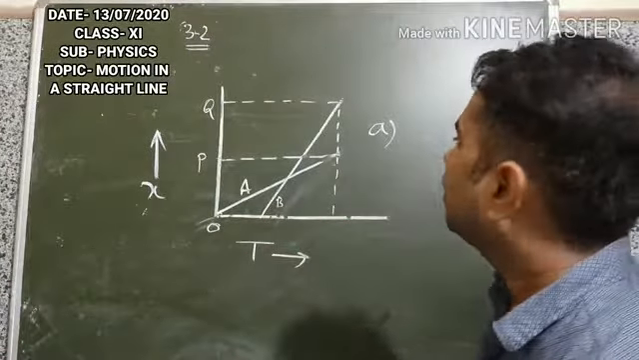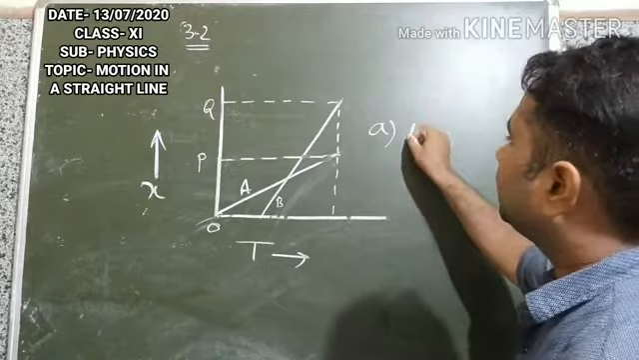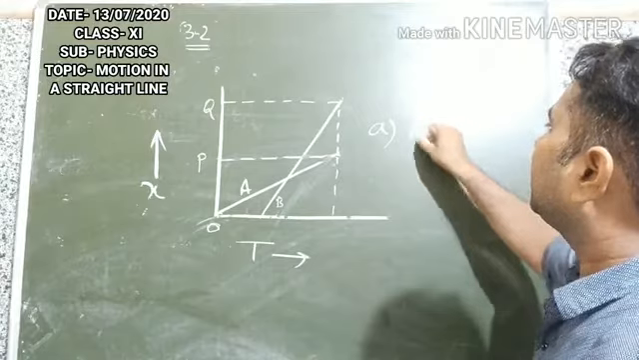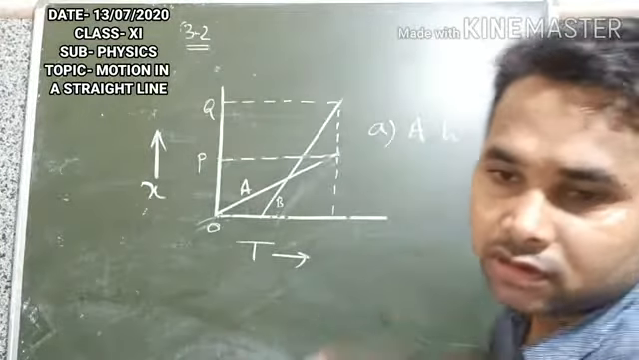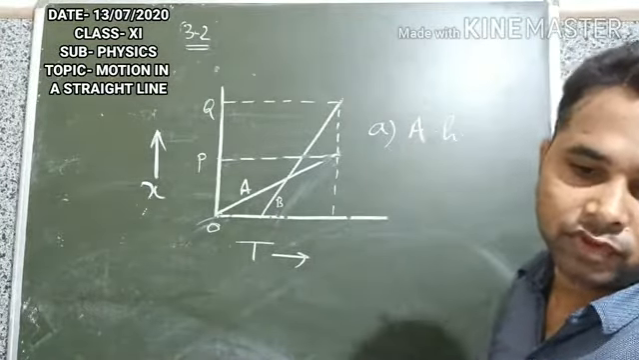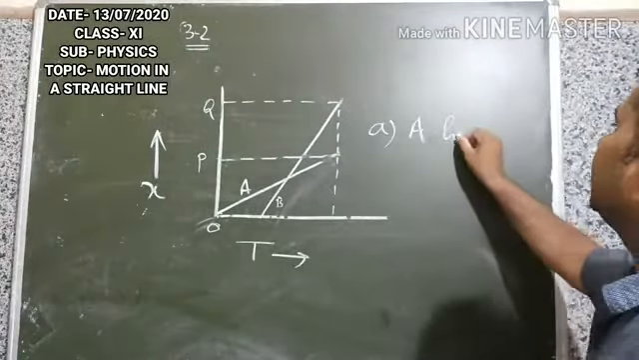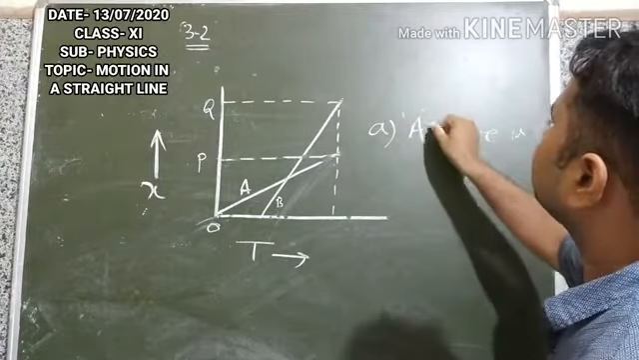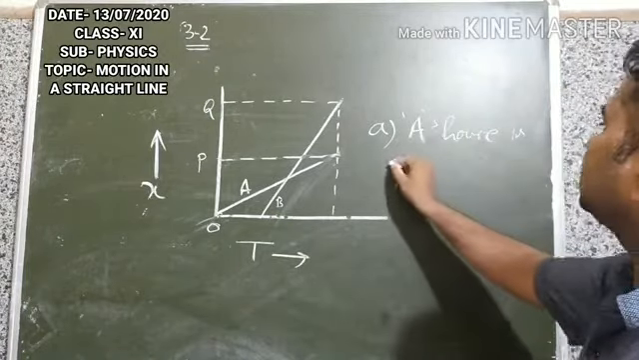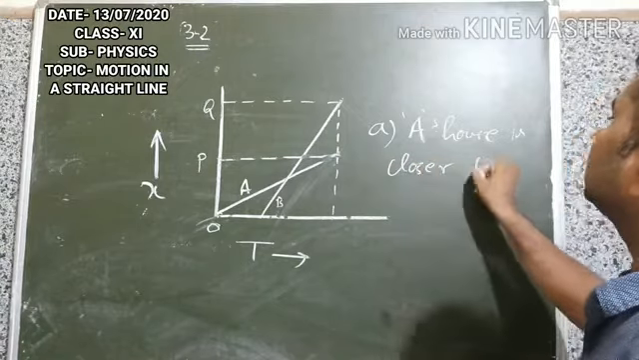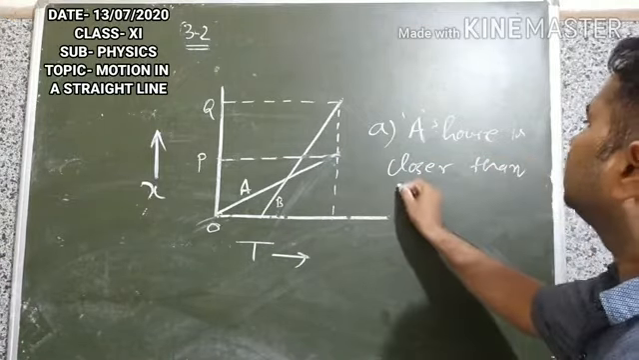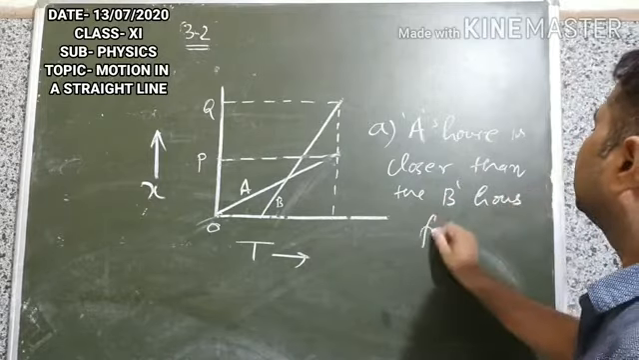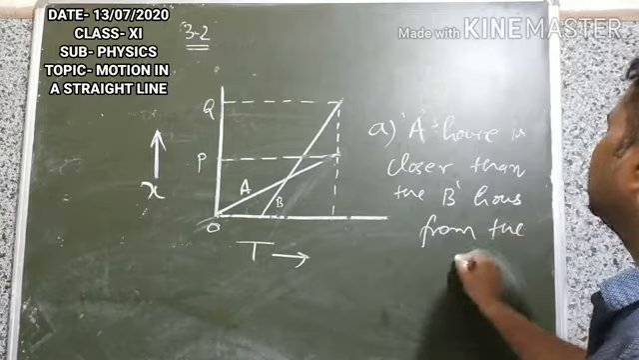So it is, who is closer than the other? A house या home. What is given? जो भी हो home ही लिख दो. A's house कहना चाहिए. A's house is closer than the B's house. कहाँ से? From the school.